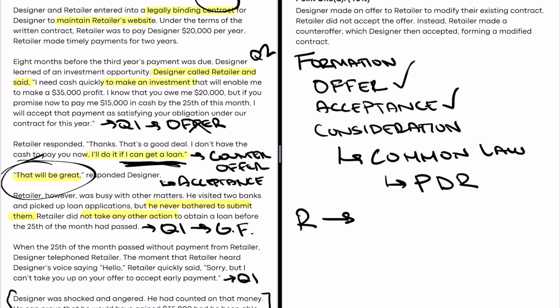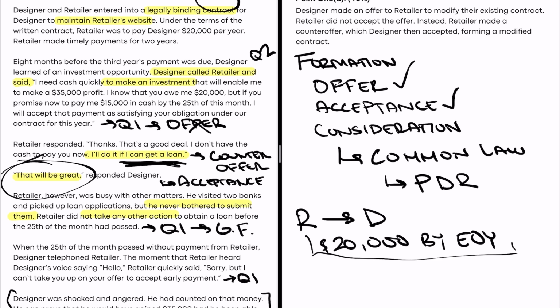So we can say retailer has a duty to pay designer $20,000 per year, right? And we're assuming that means by the end of the year. So we can actually change this to $20,000 has to be paid by end of year, right? That's the original duty that retailer owes to designer under the original contract. This is the pre-existing duty, right, that retailer owes designer.